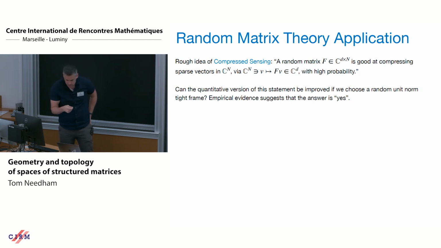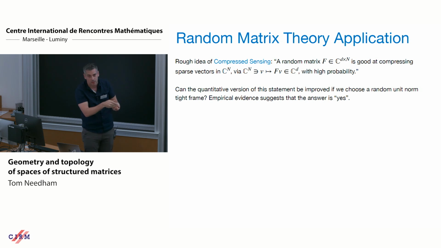What does that really mean? I'm thinking of the map V goes to FV, going from high dimensions to low dimensions, okay? Good compression means that I can invert that map, which of course I can't do in general, but if I'm looking at subspaces of vectors that have a lot of zeros, then this becomes more feasible.